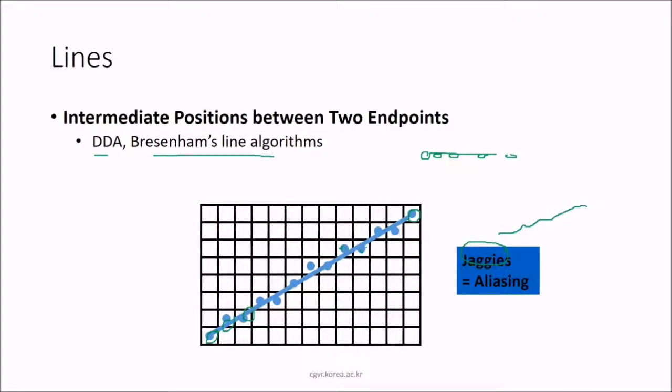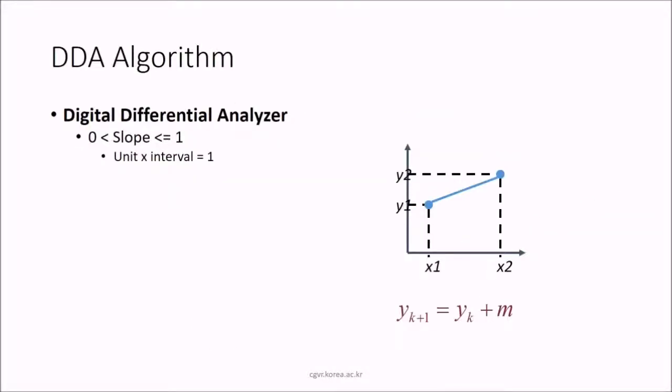The line will be like this. It will not be a continuous line, but it will be like this. So this is called jaggies or aliasing. What does the DDA algorithm do? DDA stands for digital differential analyzer. When we want to draw a line from one point to another, we select y(k+1). x1, x2 is given, and we have to choose the y now.